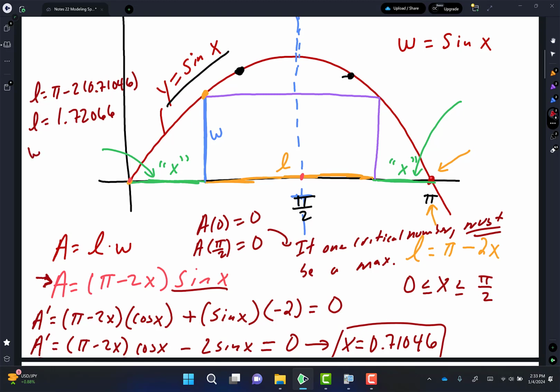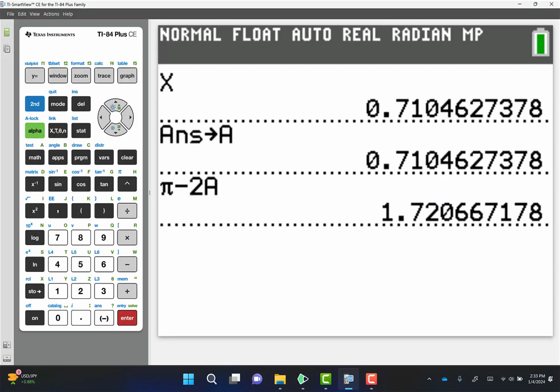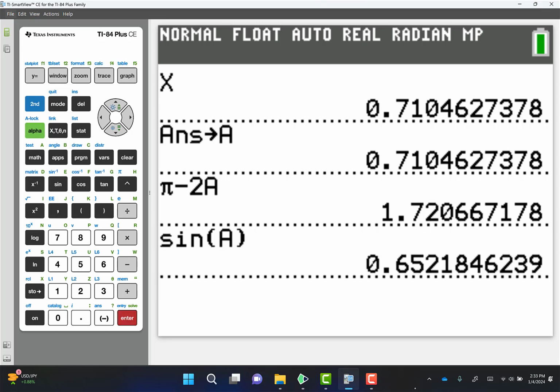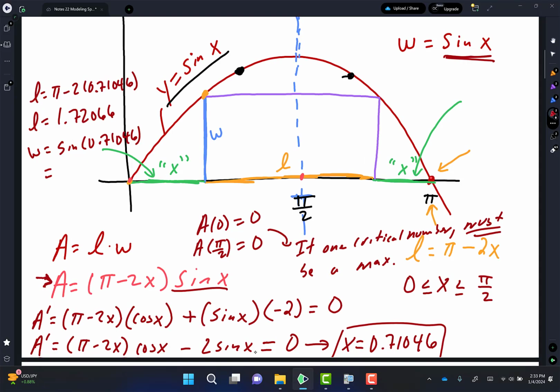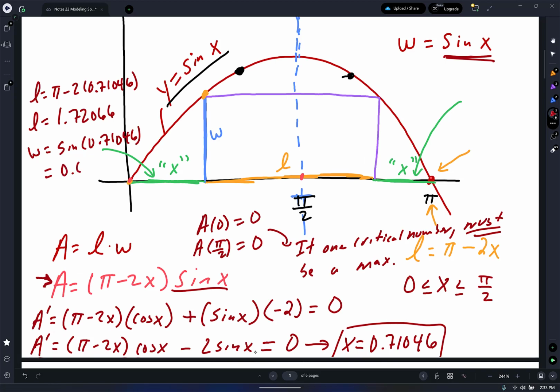1.72066. What is my width? Well, my width is, where's my W? Oh, it's just sine x. So sine of 0.71046. Now remember, that keeps going forever. Don't round it. Just use your calculator, guys. So I'm going to take my calculator, and I'm going to go sine of alpha A. 0.65218.